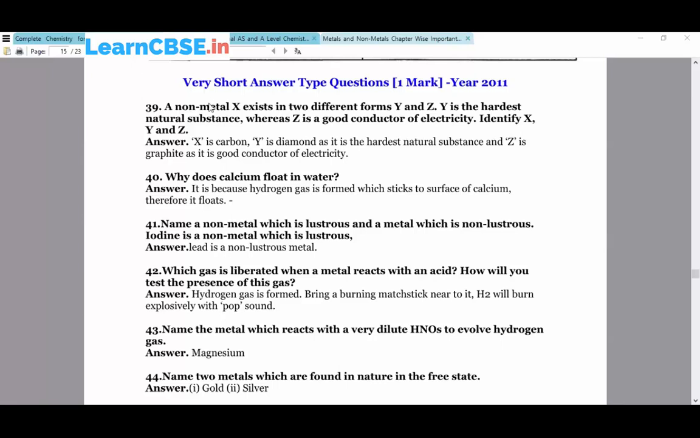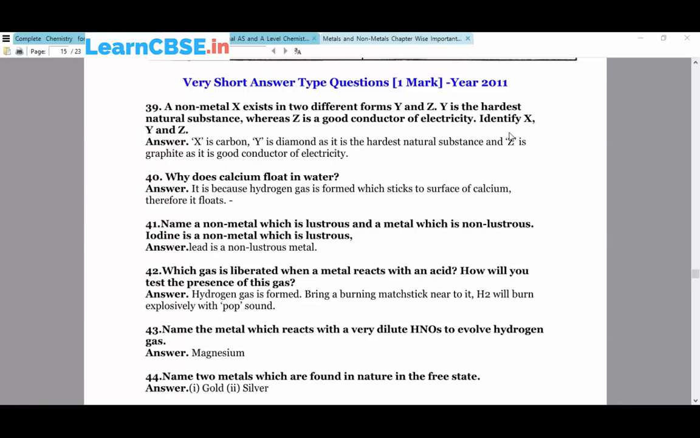So, metals and non-metals questions. A non-metal X exists in two different forms, Y and Z. Y is the hardest natural substance, whereas Z is a good conductor of electricity. Identify X, Y and Z.